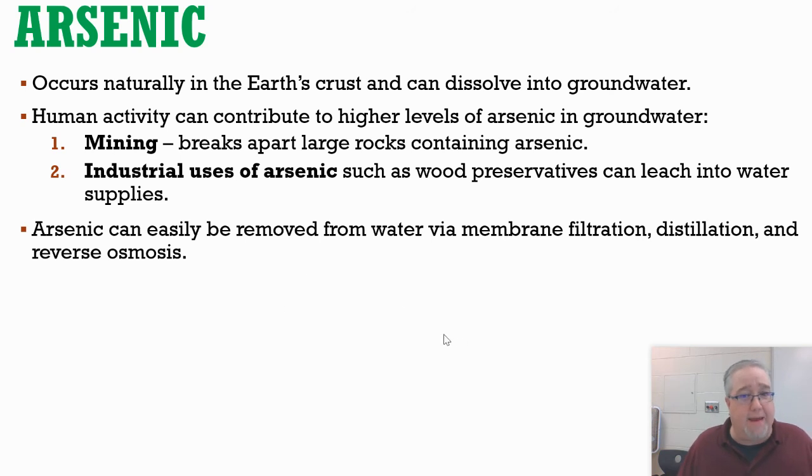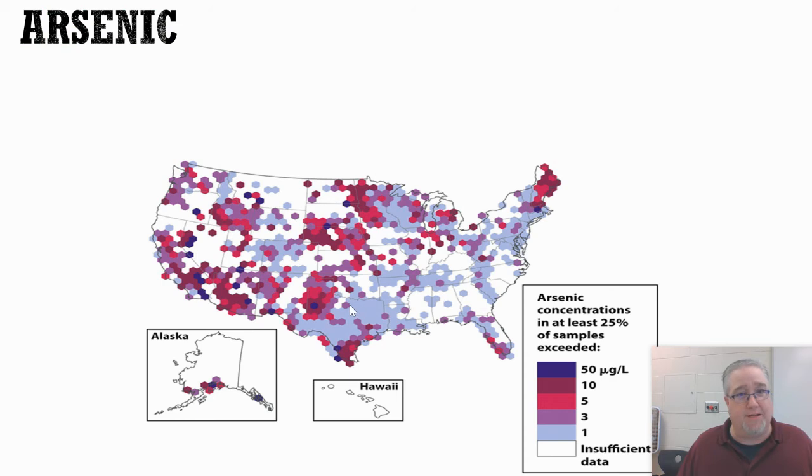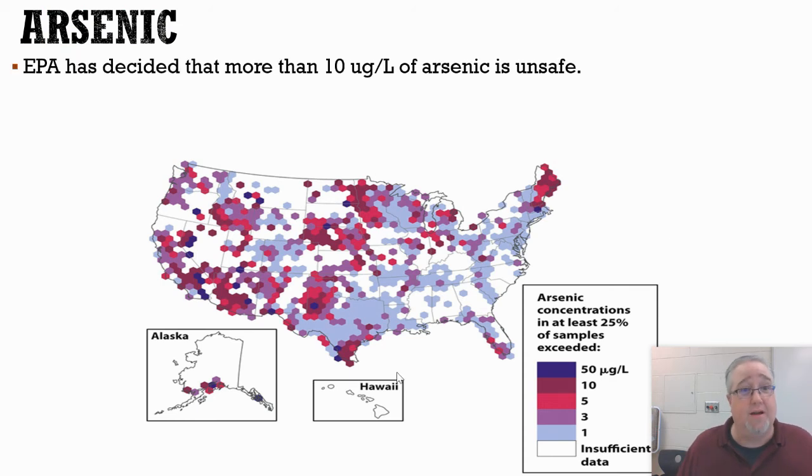Now, arsenic can be pretty easily removed from water. We do have filters that can easily get rid of arsenic. We can distill water. We can use reverse osmosis systems. Some of these things are expensive. They're technologies, but we can use them to easily get rid of arsenic. The problem is in a lot of countries around the world, they don't have access to those technologies.